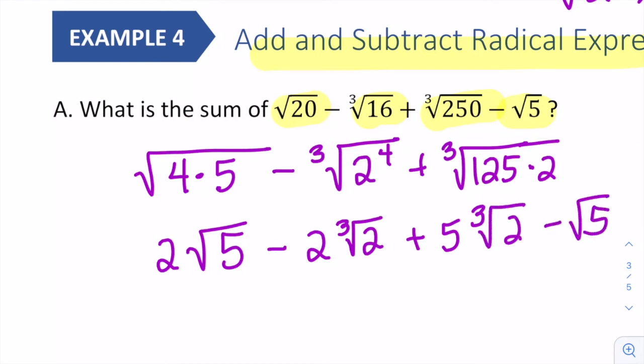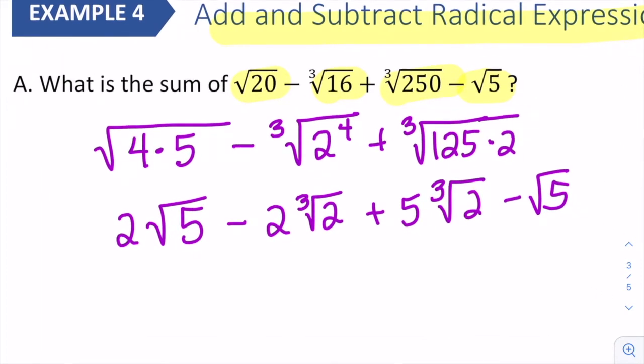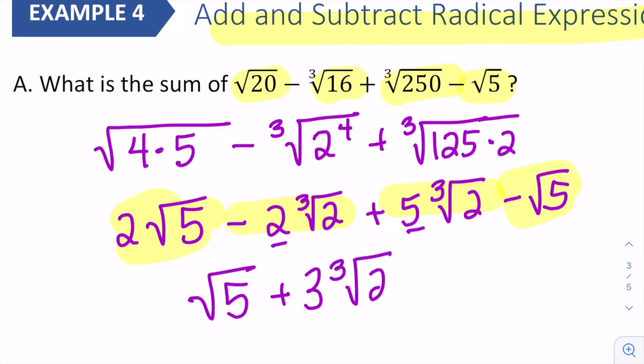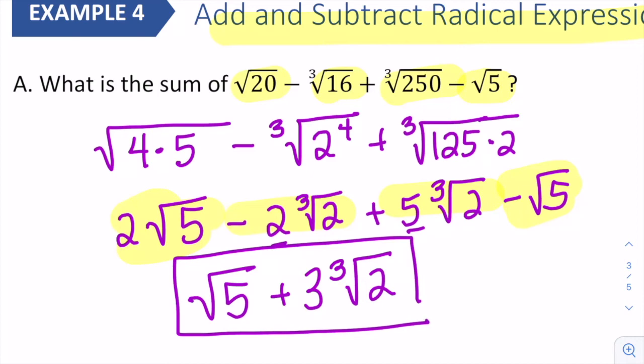We can't simplify anymore. So looking at these terms, we now have like terms. We have 2 root 5 minus root 5, so that's just going to be 1 root 5. Nice, so I can just write root 5. And then we have negative 2 cube root of 2 plus 5 cube root of 2. We're just adding those coefficients, so we have plus 3 cube root of 2. So it's helpful to treat that radical almost like a variable whenever you're simplifying.